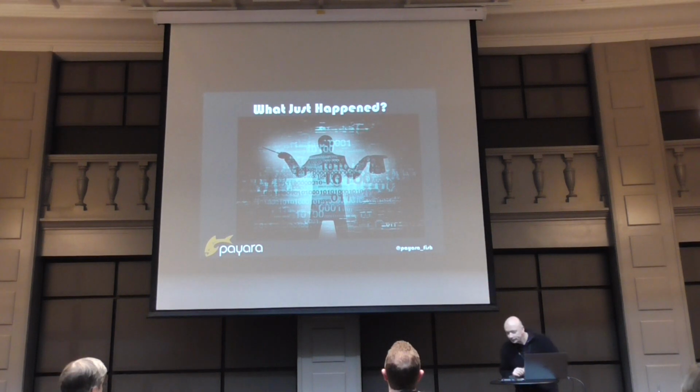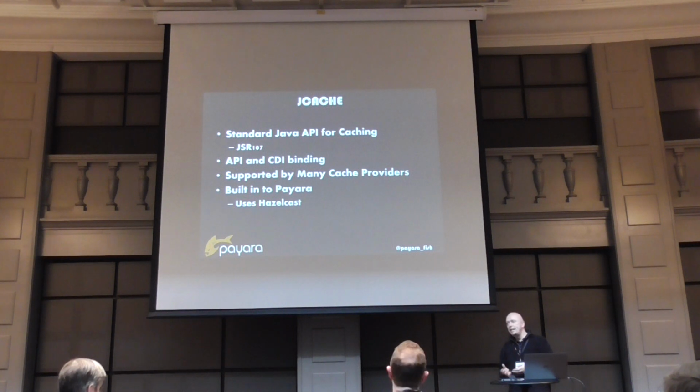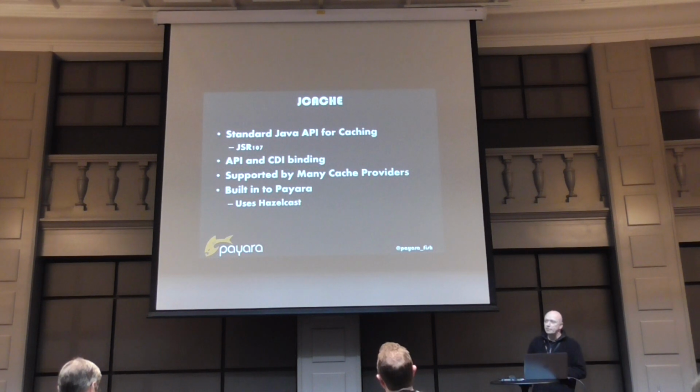So, what just happened? JCache, as I said, is a standard API for Java caching. It's JSR 107. It provides a normal API so you can program to it, which Yari this afternoon will talk a bit more about. And it provides a CDI binding, which we've shown. It's a standard, so many caching providers support it. So Hazelcast, Infinispan, Coherence all support it. And Payara, we built it into the latest release, so it's all just embedded there to go.